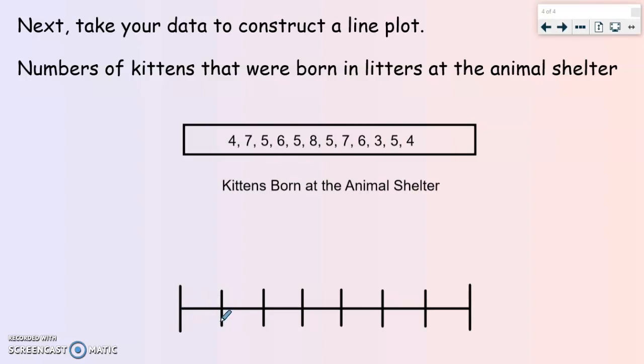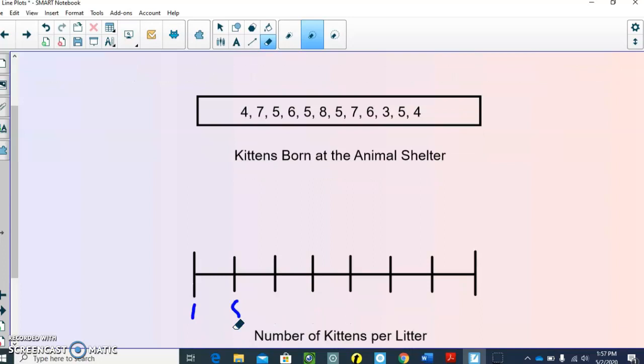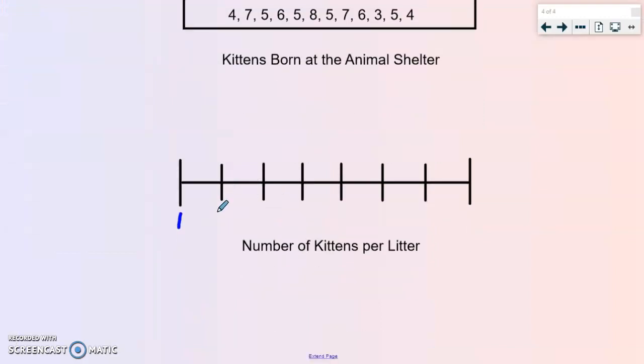So I have 1, 2, 3, 4, 5, 6, 7. I just happen to have 8 spaces here. Okay, so I can go ahead and I'm going to label, oops, I was thinking ahead of myself and I was going to put an 8. Sorry. All right, so let's go ahead. So I'm going to go ahead and label these in order.